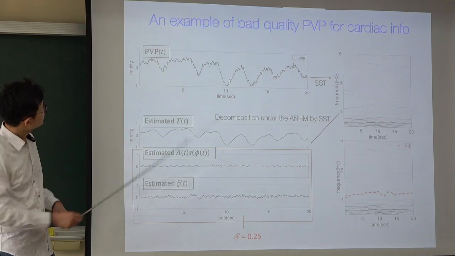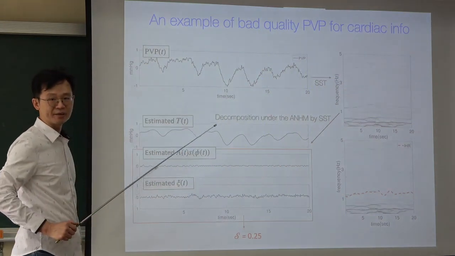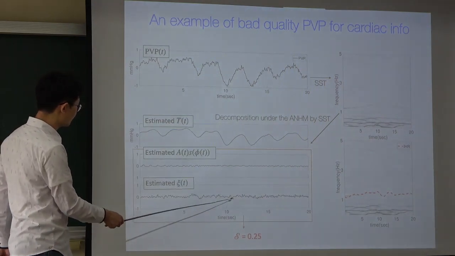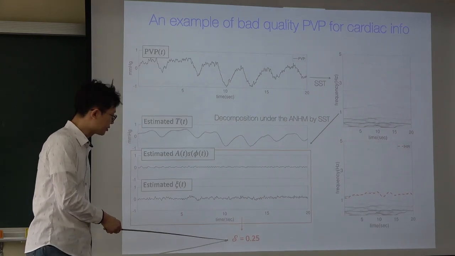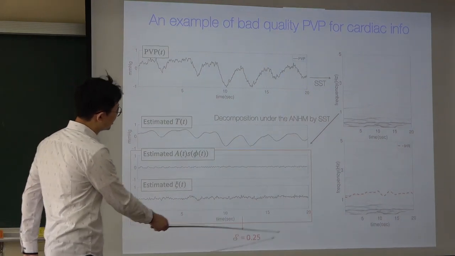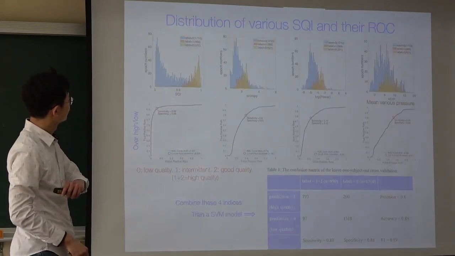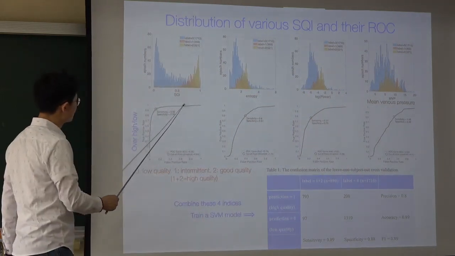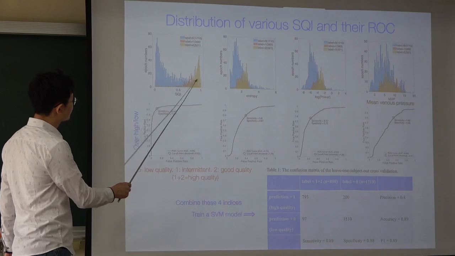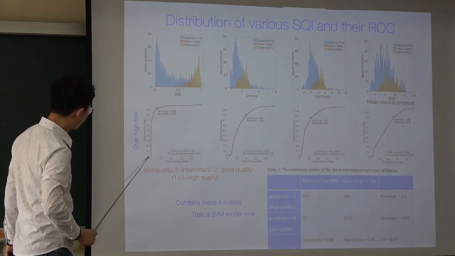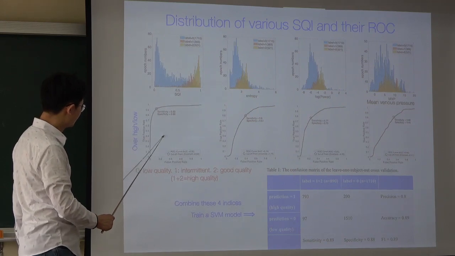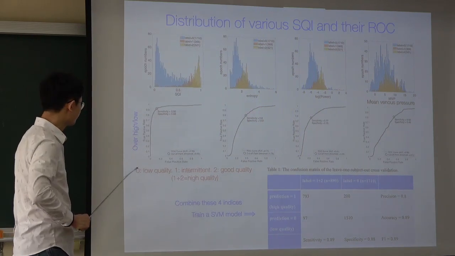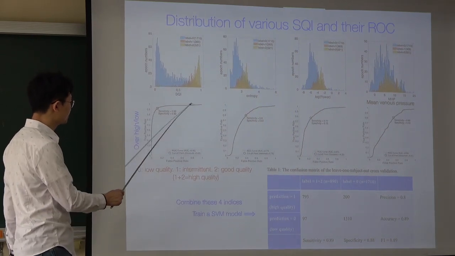And this is another example without a cardiac component. You can see this is a respiratory component, quite nice, but the cardiac component is noise, so the signal quality index is very low, 0.25. And that is a synchrosqueezing transform. And this is a distribution of various signal quality indices. This is what we proposed, and you can see there's a very obvious difference between the two distributions. The ROC curve is also very nice. And here we take intermittent and good quality as high quality, and 0 as low quality, and we run the ROC curve to divide them.